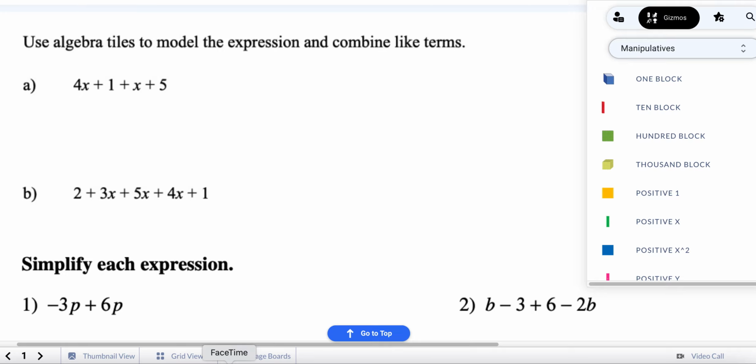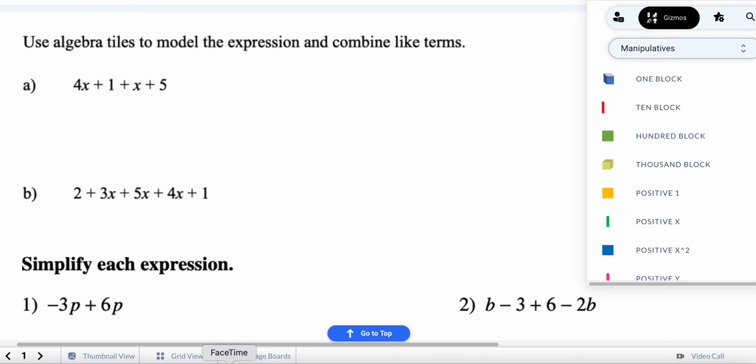Is Dr. Ana Morales, and today we are going to use algebra tiles to model the expressions and combine like terms. So we are going to start with example A.